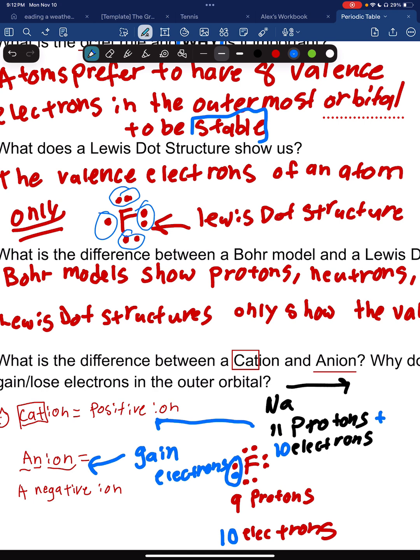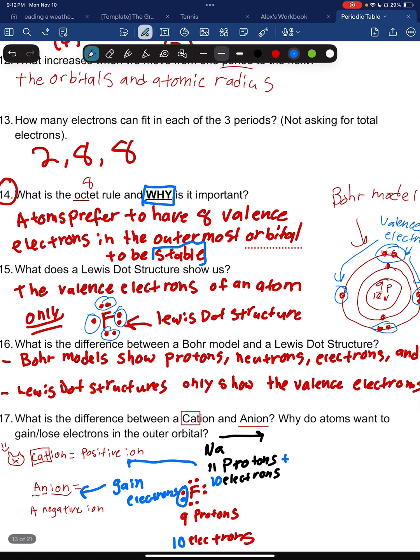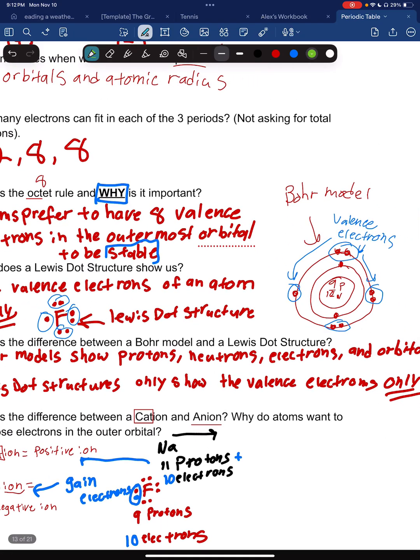So hopefully that makes sense. If you're unsure, just come and ask me and I can re-explain it again. Okay. So why do atoms want to gain or lose electrons in the outer orbital? Well, it's very simple. It's just like our octet rule. They want to be stable. That's the whole reason why our electrons and our atoms form bonds, so that they can be stable. Okay.